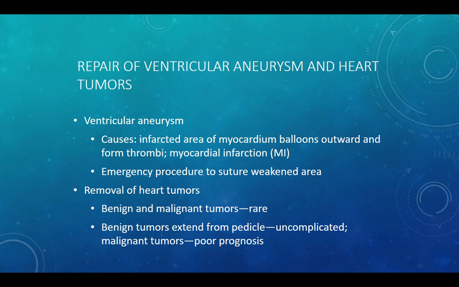Removal of the heart tumors. Benign or malignant tumors are rare, especially for the heart area, because it's mainly a muscle. So they don't have a lot of problems with muscle tumors in this area. Benign tumors extend into the pedicle. Uncomplicated malignant tumors have a poor prognosis. It just keeps on growing.